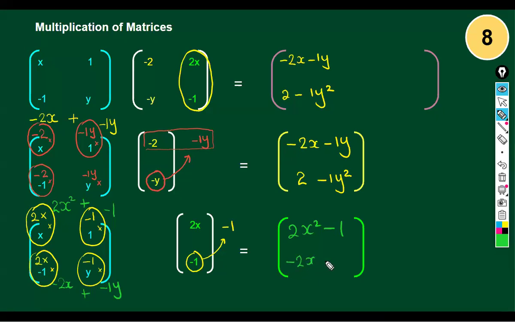So you end up with minus 2x minus 1y, which also cannot be simplified. So this is our final answer for the entire question. That's it there. And a lot of people did get it correct.